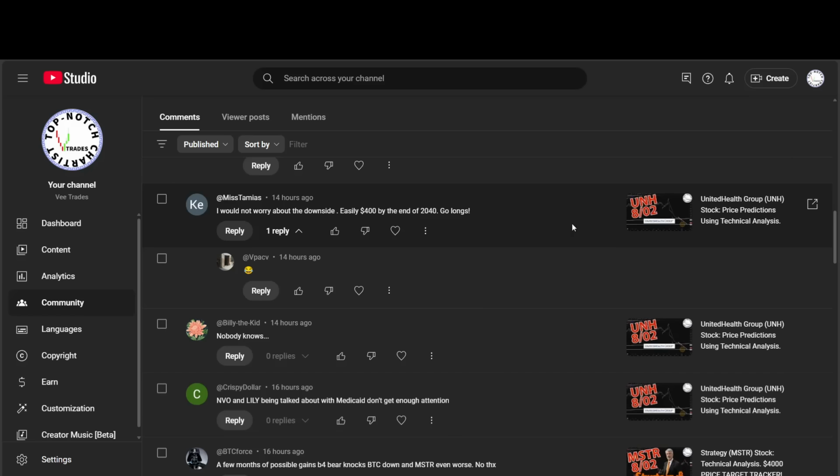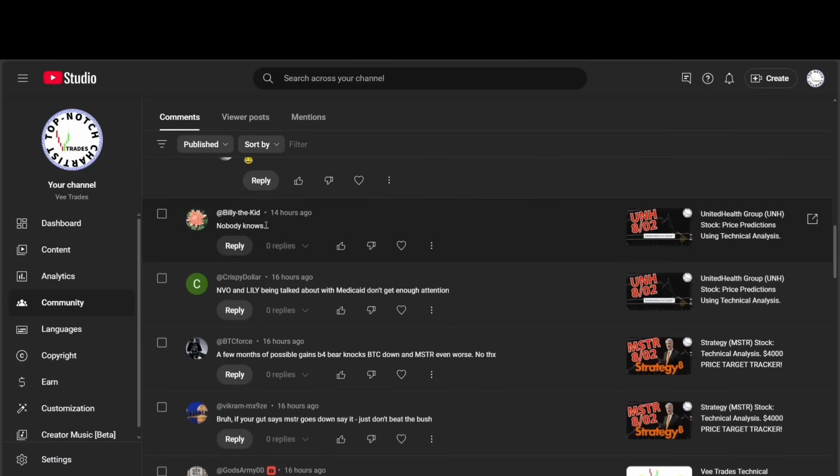For UNH, yeah, possibly. Nobody knows. This is a very common thing when people say nobody knows what's going to happen. Yes, that's true, but that doesn't mean you can't make a prediction, and there are things more likely to occur than others. We don't know if a meteor is going to hit the world, right? We don't know if a tsunami is going to encapsulate the entire landmass, right? We don't know, but that's not how you think. You think in probabilities.